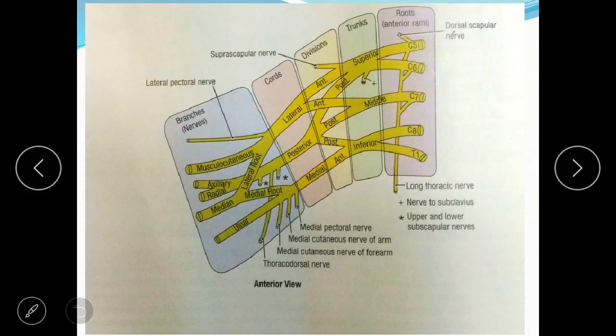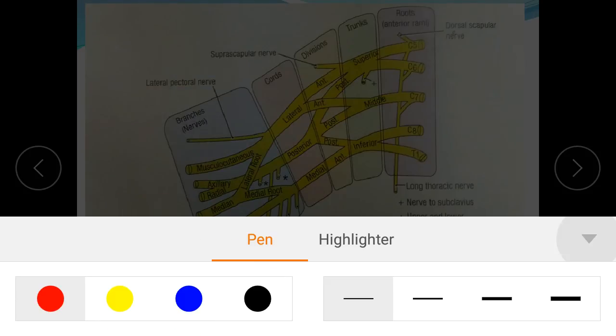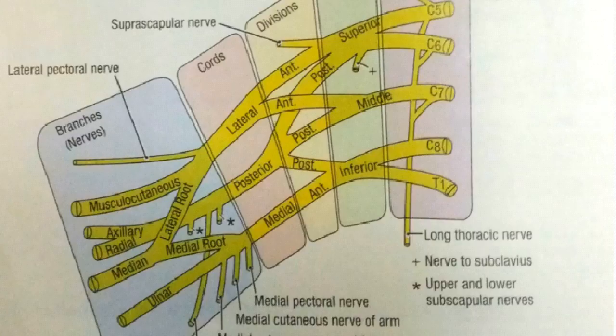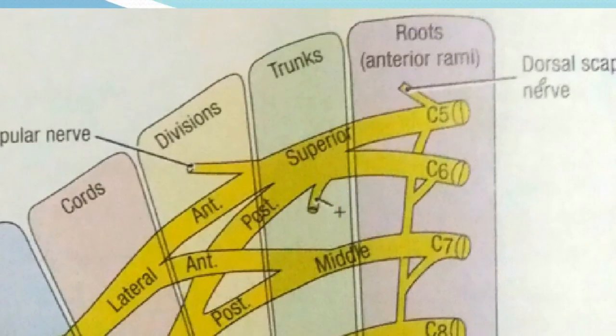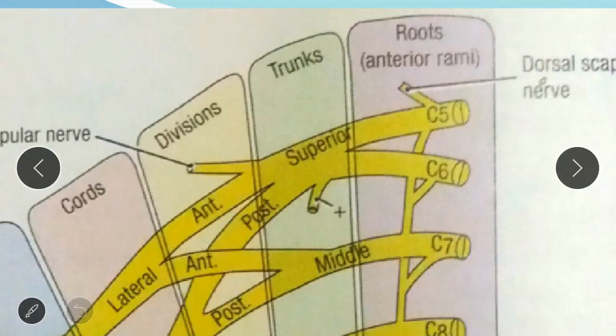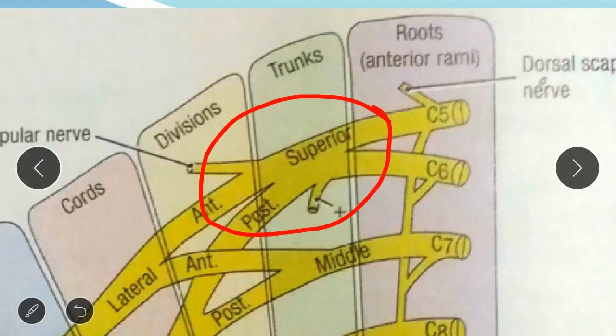So first see this diagram. In this diagram, see here, the point of Erb's palsy is this one, that is superior trunk, and 2 things above it, 2 things lateral to the superior trunk, and 2 things down the superior trunk. Okay, and therefore the root value of Erb's palsy is C5 and C6. So just remember these 2 points: superior trunk is involved in Erb's palsy, and C5 and C6 is the root value. Okay, so now remember these.